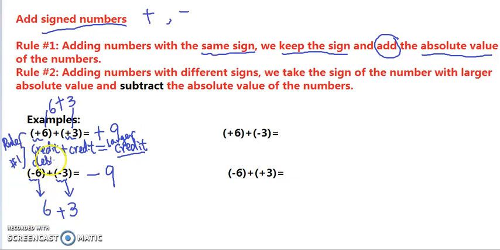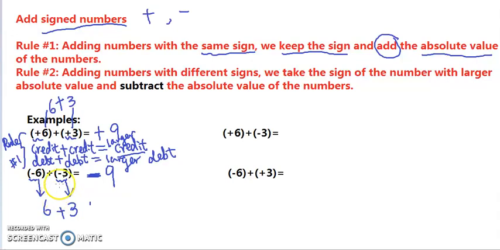If we have overdrafted our bank account by $6, and then we overdrafted another bank account by $6, we will have debt plus debt. We're going to get a larger debt. So after we combine the two debts, we still get a minus. We still get debt, and that's why it's minus. And because we get a larger debt, we add the two debts. We have a $6 debt and a $3 debt. We get 9. So larger means you're going to add them.